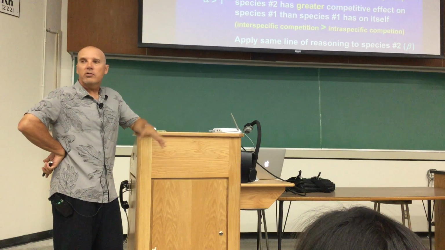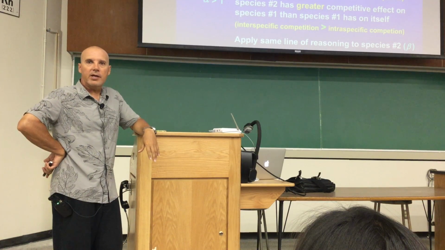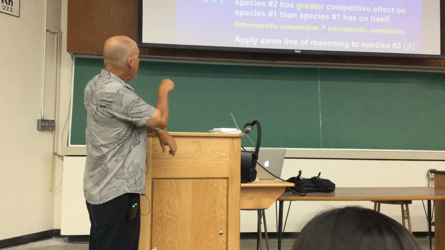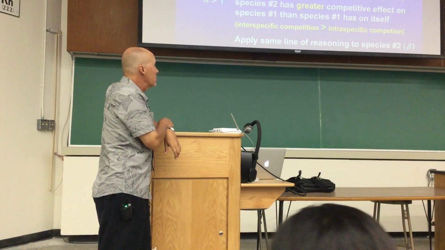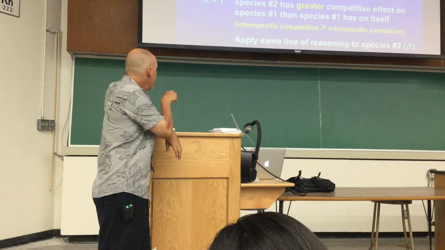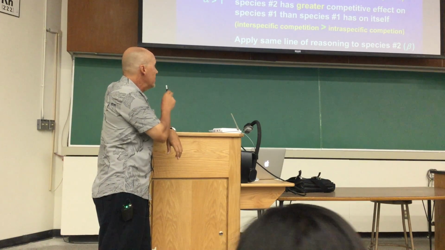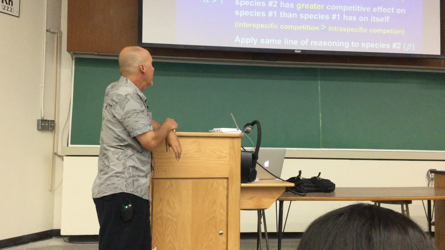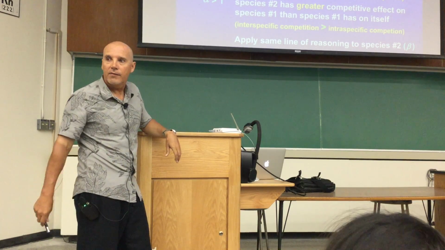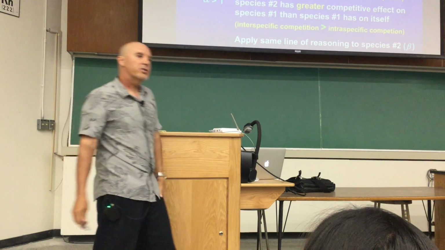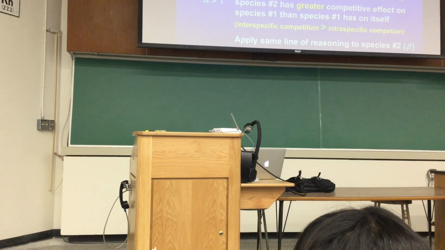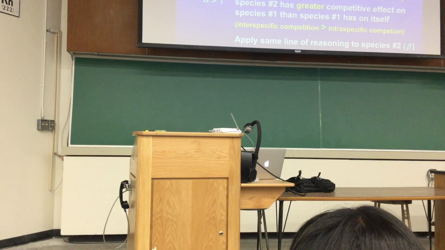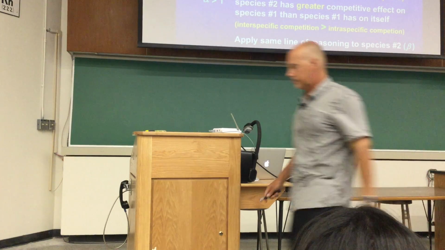You can flip it and do exactly the same line of reasoning for beta. If beta was less than 1, what would that mean? Species 1 has less competitive effect on species 2 than species 2 has on itself. If beta was greater than 1, species 1 has a greater competitive effect on species 2 than species 2 has on itself. It's the same basic logic, all right? So now we're able to talk about competition because we're able to exchange it in a currency that works for both species. That's what this value does, expressing one in the units of the other.